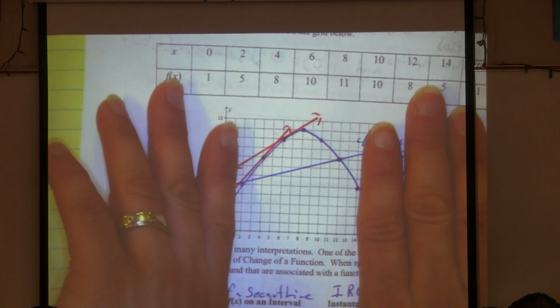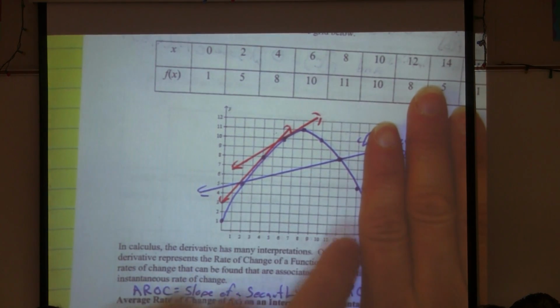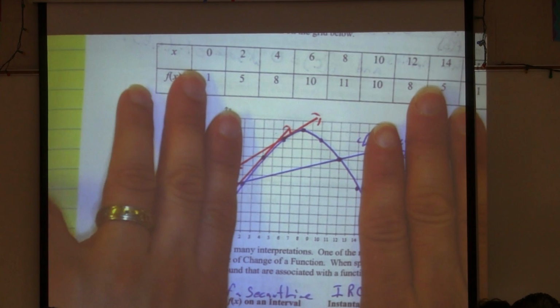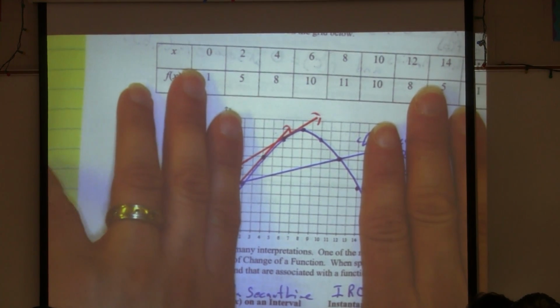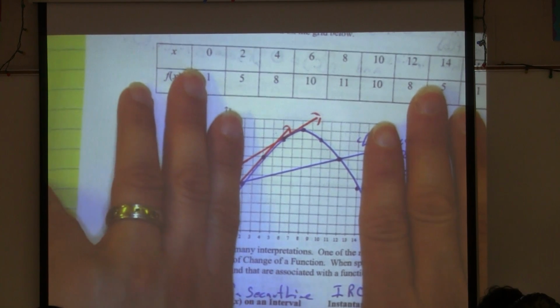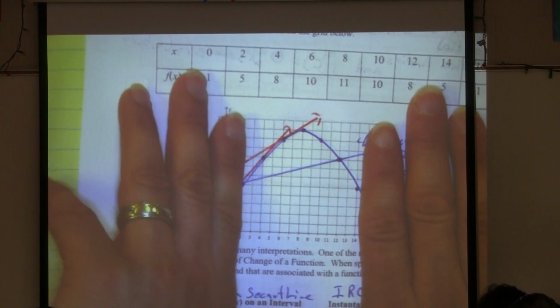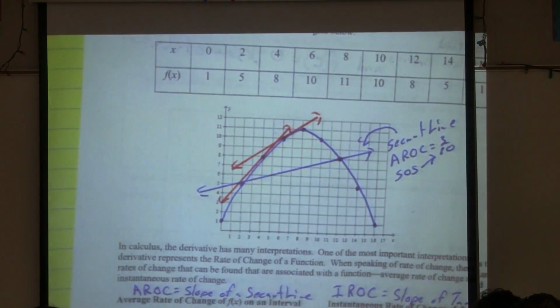Alright, does f of A equal f of B? Yes. When I go to 2, I'm at 5. When I go to 14, I'm at 5, right? Alright, so therefore Rolle's theorem should apply. Yes. And that means that at some value in between 2 and 14, the derivative should equal 0. Is that true? What is that value? 8. Alright, so now let's write all that down.